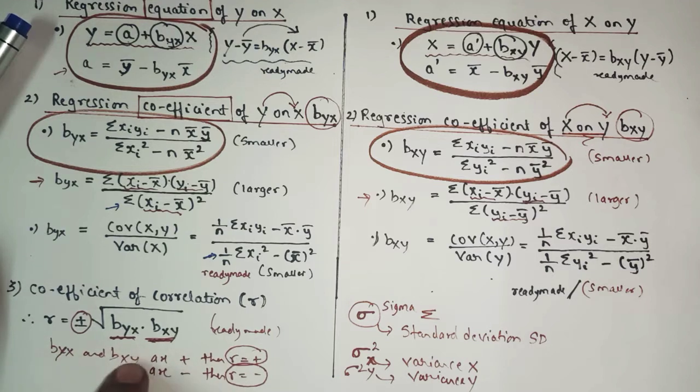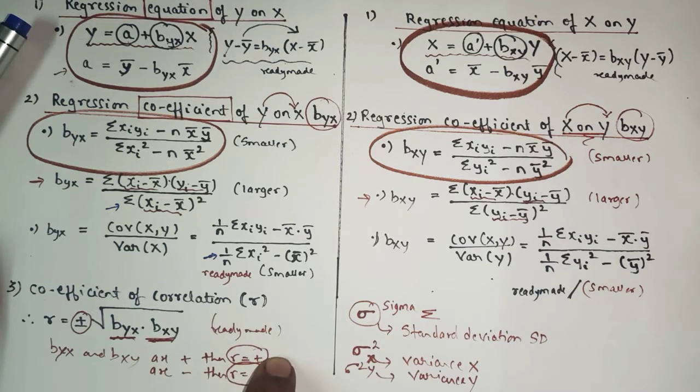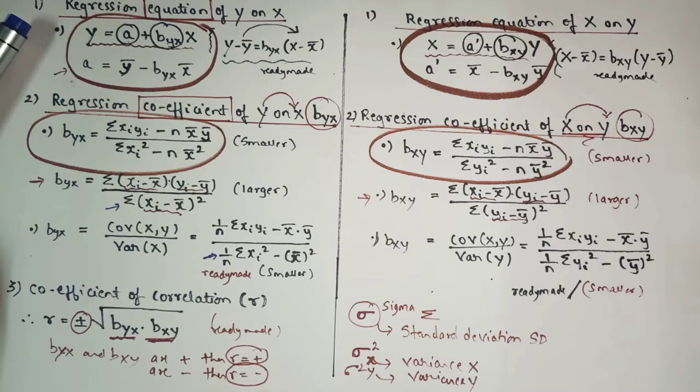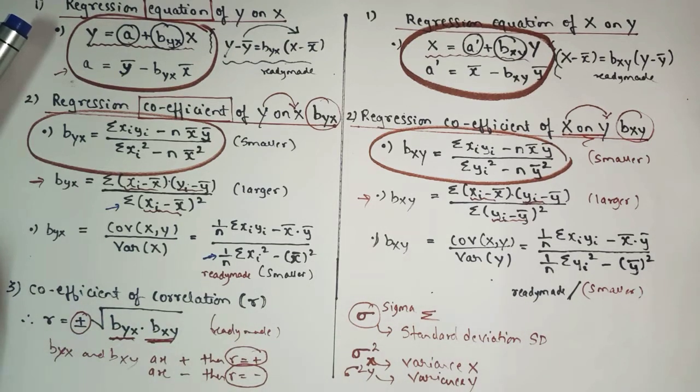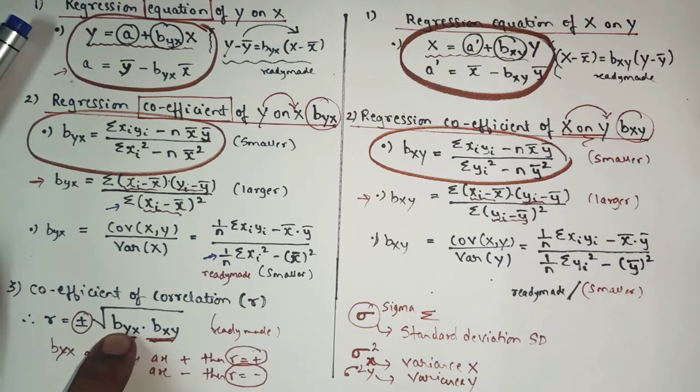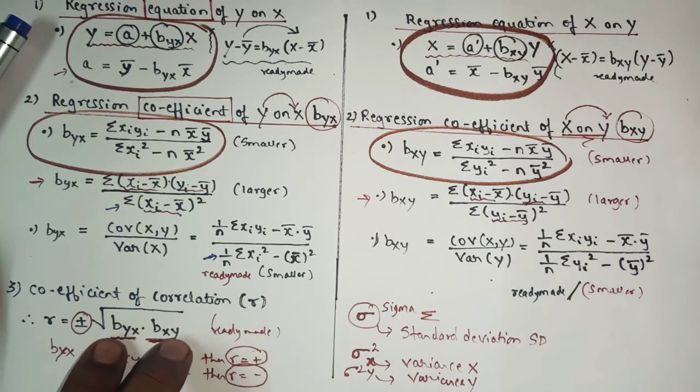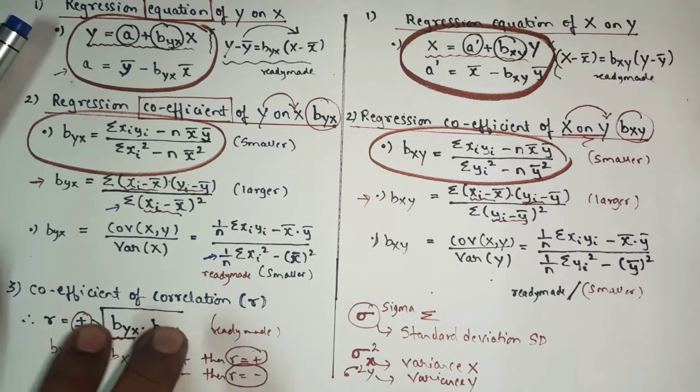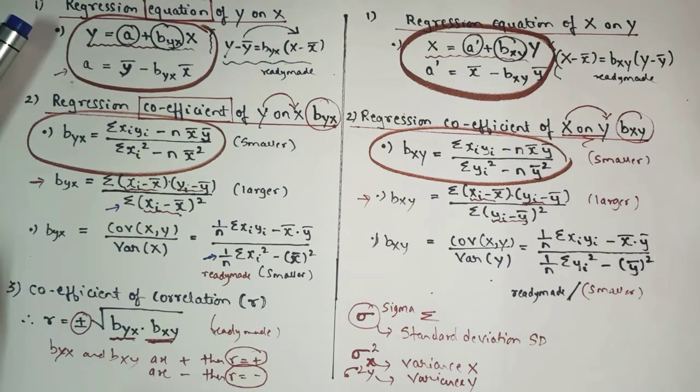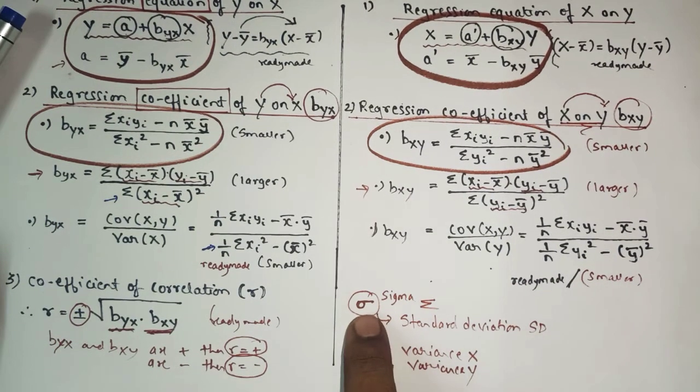Okay, when byx and bxy are positive, then r is positive. If both are negative, then r is negative. Remember this. It cannot happen that byx is positive and the other is negative, or vice versa. Either both values will be positive or both values will be negative. If both are positive, then r is positive. If both are negative, then r is negative. Remember this. And remember the symbol.